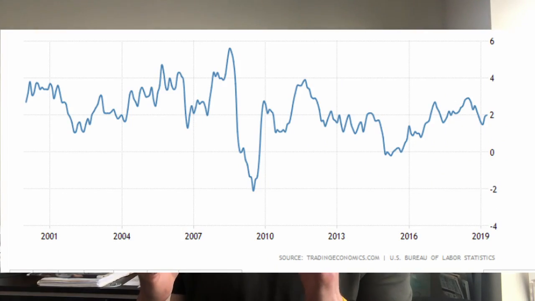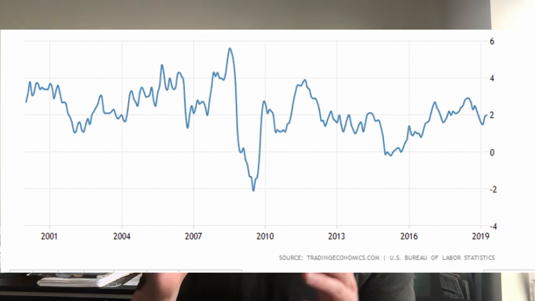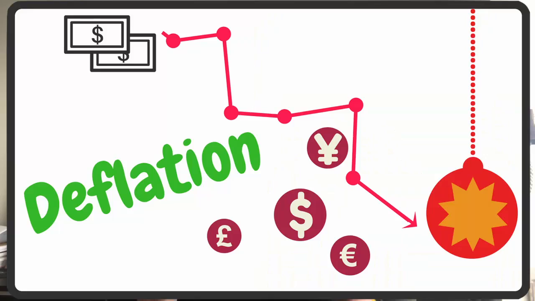The US tries to keep inflation overall around 2%. And as you can see in this graph right here, the inflation rate jumps around quite a bit overall. During the recession you see there in 2008, there is actually negative inflation. This is actually called deflation. This normally happens during a recession overall.